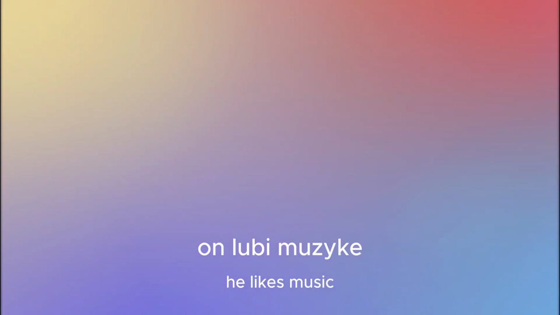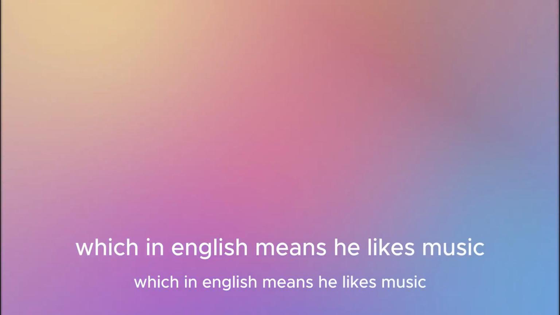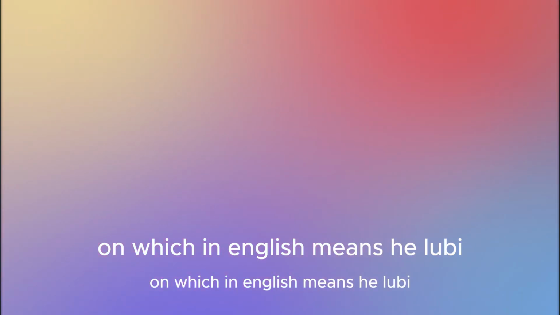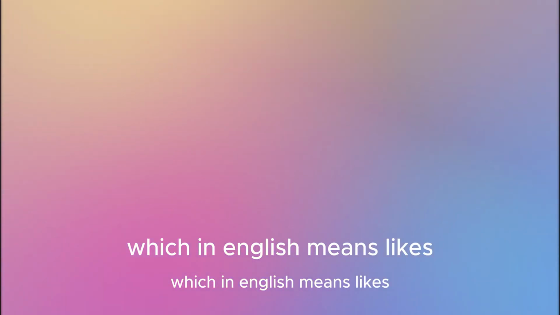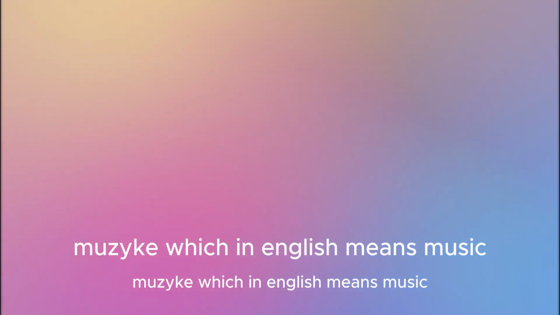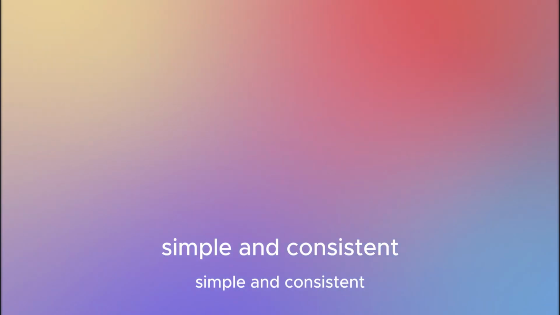Now another example. On lubi muzykę, which in English means he likes music. On, which in English means he, lubi, which in English means likes, muzykę, which in English means music. Simple and consistent. Now let's talk about something essential.